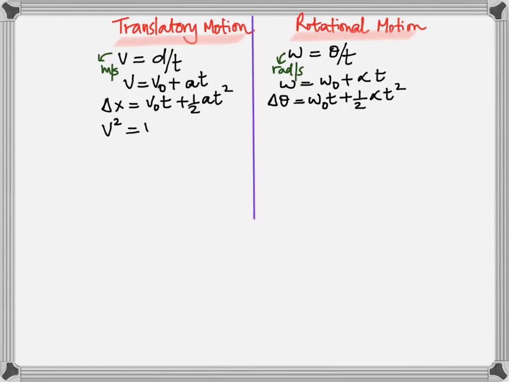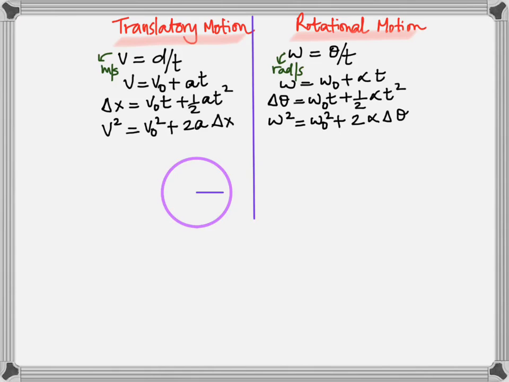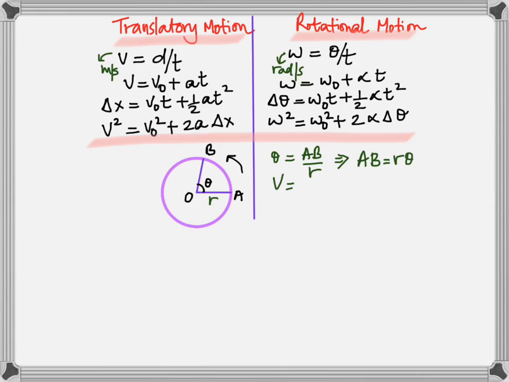And remember this? V squared is V naught squared plus 2a times delta x. That's the corresponding equation. So you have a whole bunch of equations exactly similar to what we already did in translatory motion. Now I'm trying to connect linear velocity with angular velocity. That's what I'm trying to do. And it's a simple two-step derivation.